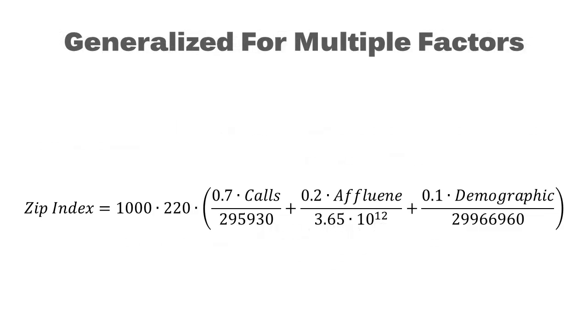Now we can generalize this for multiple factors. So if we were calculating the actual index for a particular zip, this is the formula based on our example. It's 1,000, the average number, times the team size, and then you can see in brackets we've got the weight times the calls divided by the total for each factor. So it's maybe worth pausing the video at this point and just making sure that you are happy with this, and then we're going to go on and actually do the calculation in Excel.